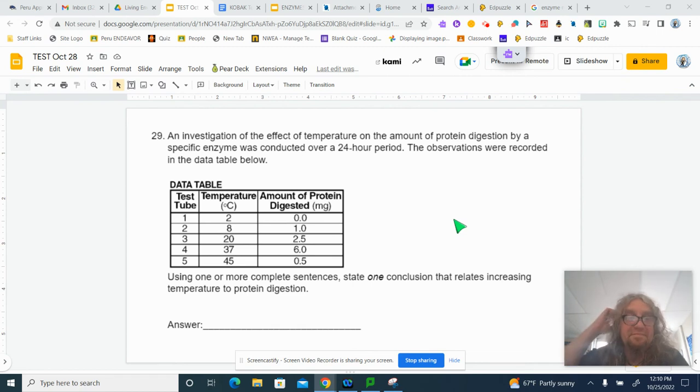Question 29. Again, another constructed response. An investigation of the effect of temperature on the amount of protein digestion by a specific enzyme was conducted over a 24-hour period. The observations were recorded in a data table below. See, they had 5 test tubes, each one at a different temperature, and they measured the amount of protein digested. Using one or more complete sentences, state one conclusion that relates increasing temperature to protein digestion.